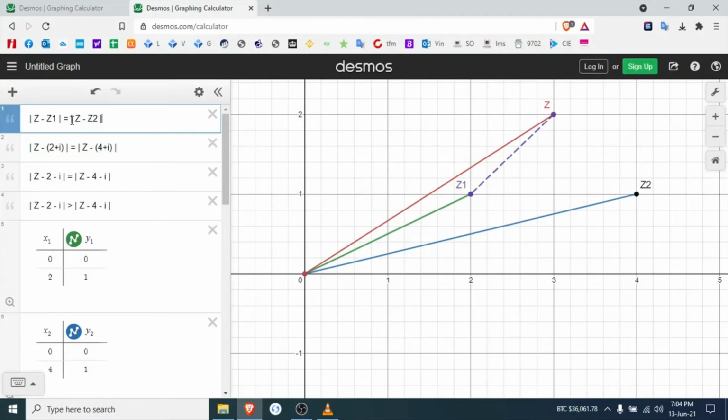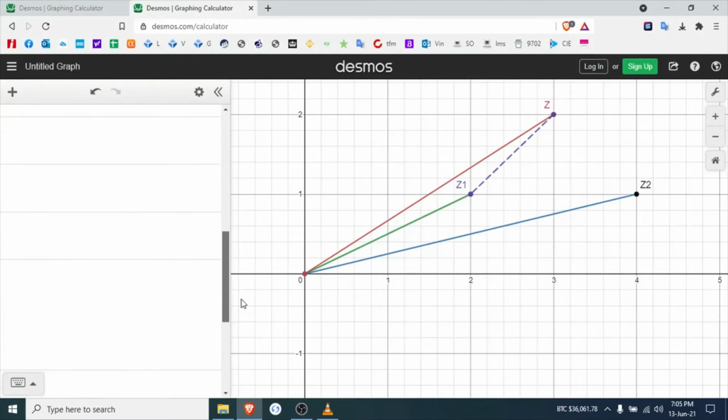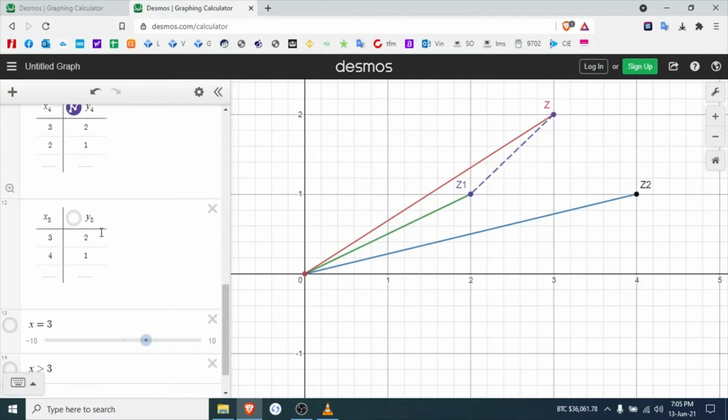Now what about this other side? I've got z minus z2. Following similar logic, if I start at z2, minus z2 takes me to the origin, plus z takes me to there. So I end up with a vector going from z2 to z. Let me just fill that line in. There you go.